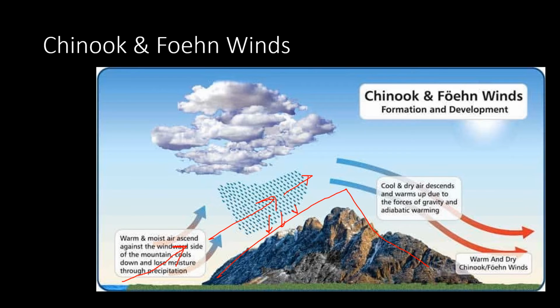But after reaching the top, it will start to descend to the other side of the Rockies. When it starts to descend, it is still warm in nature, but all the moisture has been lost over here. That's why it is dry while reaching the other side of the mountain. So Chinook and the Foehn winds are those which are warm and dry in nature and mostly found in the mountainous regions. The Rockies are one example of those.